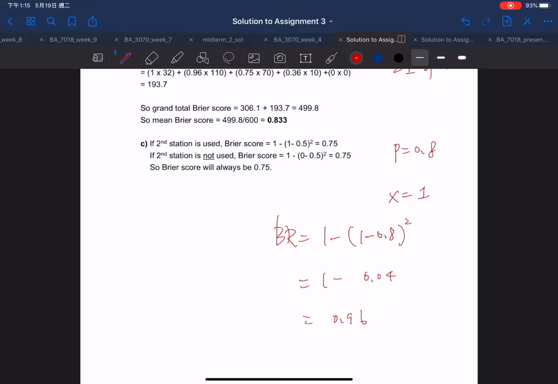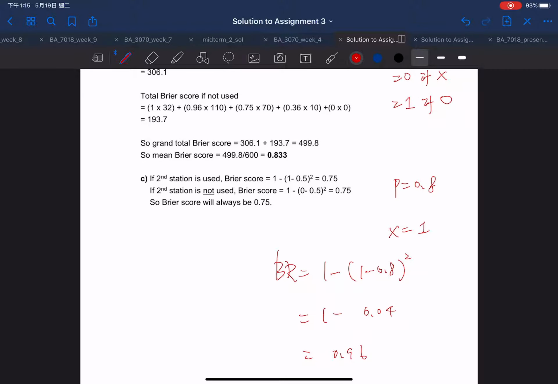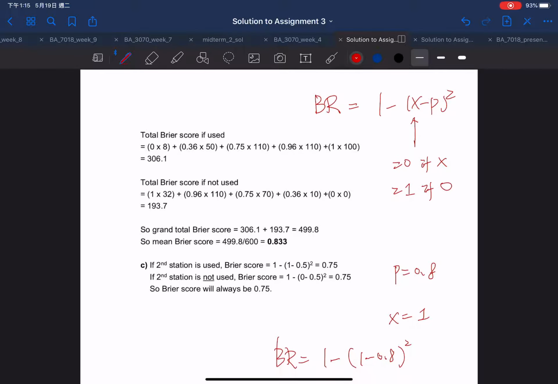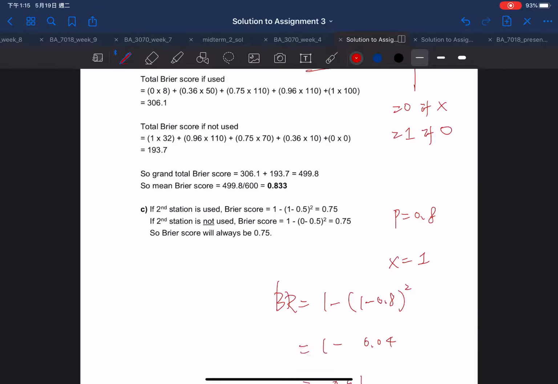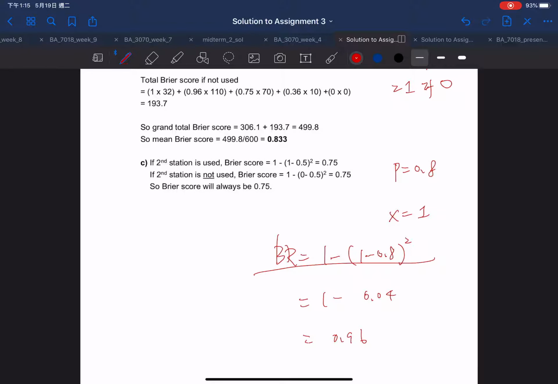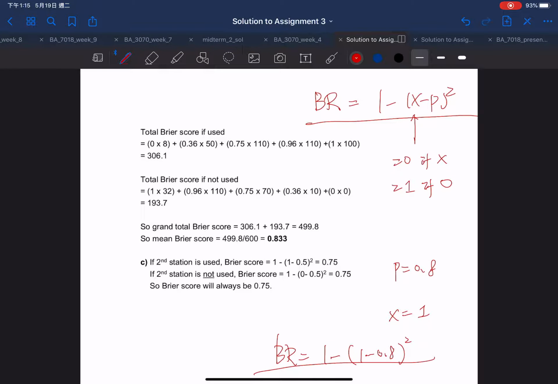If you don't understand what I'm writing here, you need to raise your hand now. Do you understand what this means? This is the Brier score, the same equation here. I just replaced x with 1 and p with 0.8. 0.8 is the prediction. x equals 1 if the event actually occurs, 0 if the event does not occur.